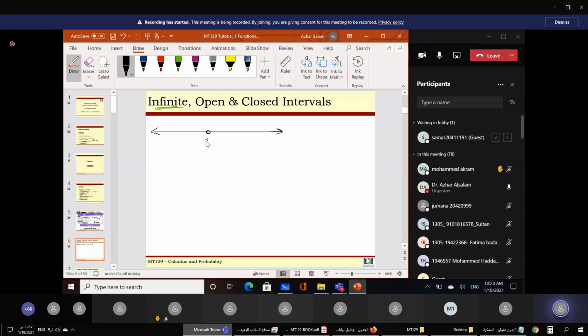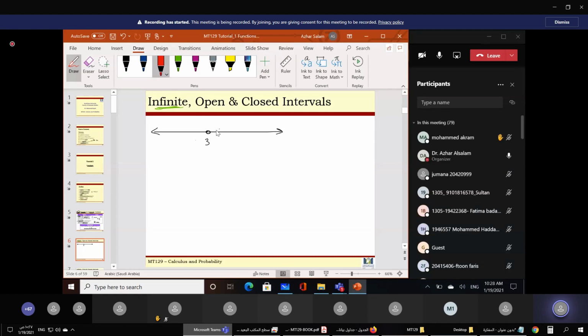for example, it's 3. If I take all the numbers at the right of this number 3 until infinity, of course, here the plus infinity and here minus infinity, all the negative numbers until infinity. If I take all the numbers here at the right of the number 3, it will be an infinite interval. And I write it like that.